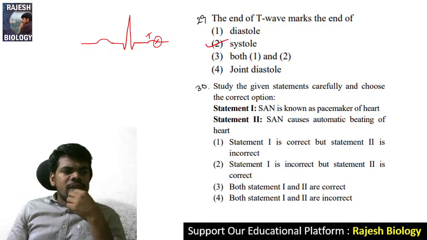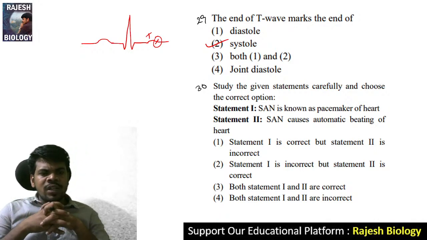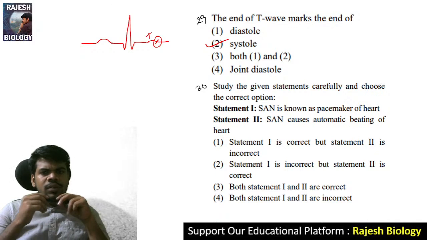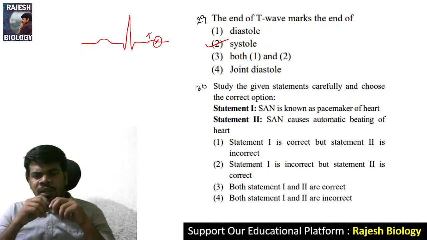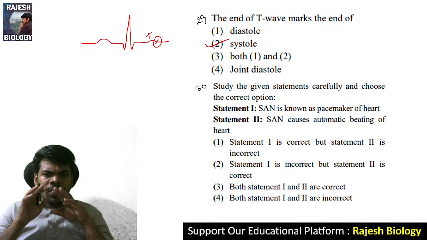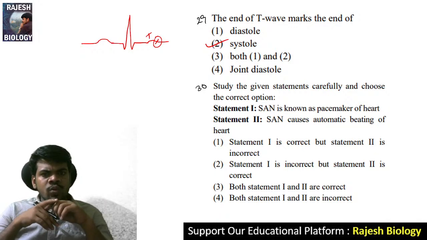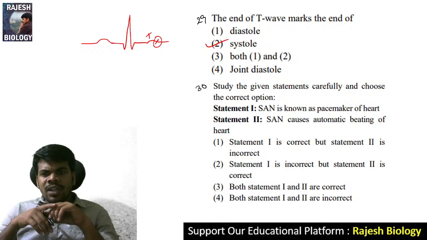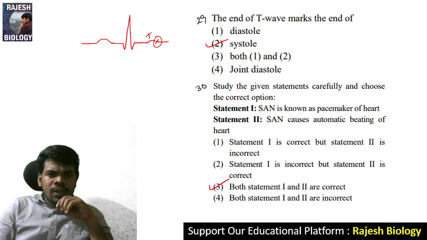Actually, super. 30th question. Study the given statements carefully and choose the correct option. SAN is known as pacemaker of heart. That is the statement number 1. Correct. Statement 2. SAN causes automatic beating of heart. That is also correct. So both are correct.